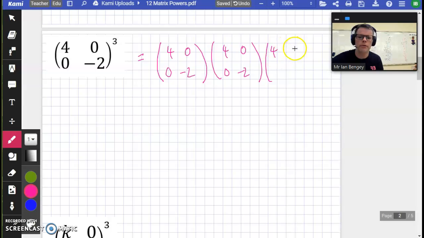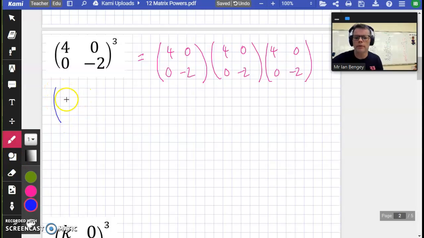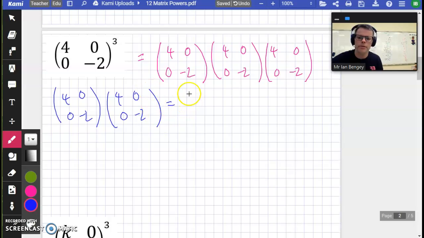Now, intuitively, we think it's going to be 4 cubed and negative 2 cubed in those diagonal positions, but it's nice to just double check. So first of all, let's multiply the matrix [4, 0; 0, -2] by [4, 0; 0, -2]. I'll probably skip some working now because I think I've just shown you up the top what we're doing. So 4 4s are 16 plus 0, that is 16.